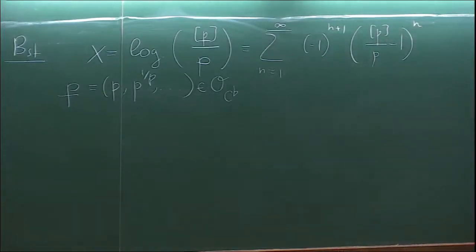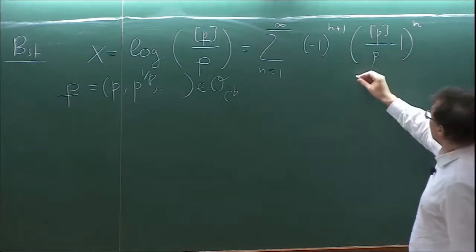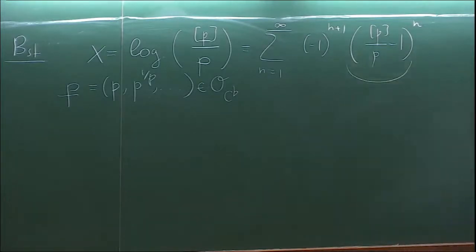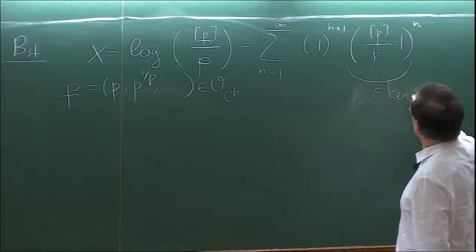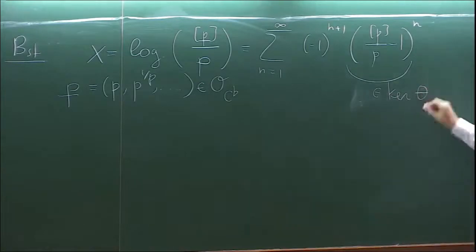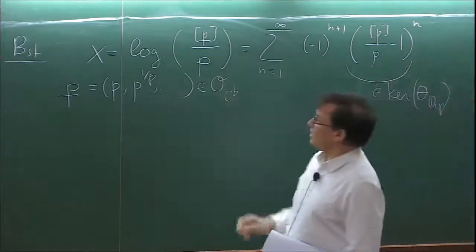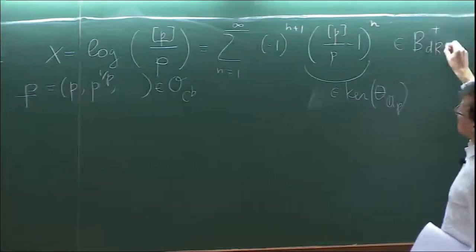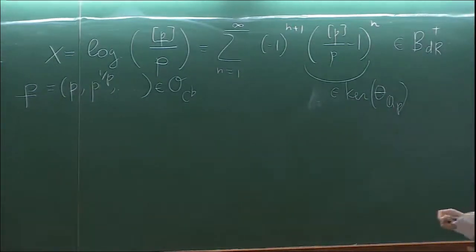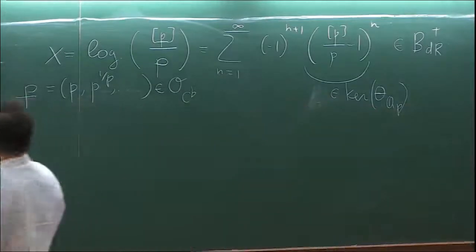And we see that this term tautologically lives in the kernel of theta, or theta extended to the inverse p, so in the kernel of theta Q_p. So this converges in the discrete valuation topology in B_dR plus. And it can be proved.